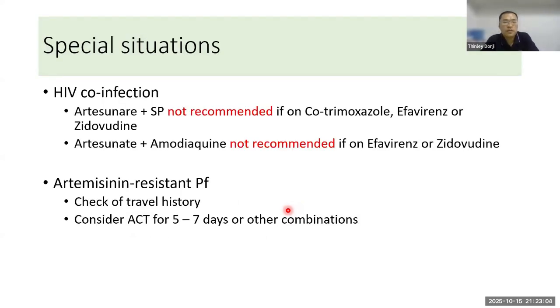We will discuss briefly some special situations. If there is HIV co-infection, artesunate with sulfadoxine and pyrimethamine is not recommended if the patient is on cotrimoxazole, or, if available, zidovudine. Artesunate-amodiaquine is not recommended if the patient is on efavirenz. And if you are suspecting artemisinin resistance, especially for Plasmodium falciparum, in patients with a travel history to regions of the world where there is increased resistance, you might consider giving artemether-lumefantrine combination therapy for a longer duration, up to 7 days, or you will go for other combinations or your second-line agents.